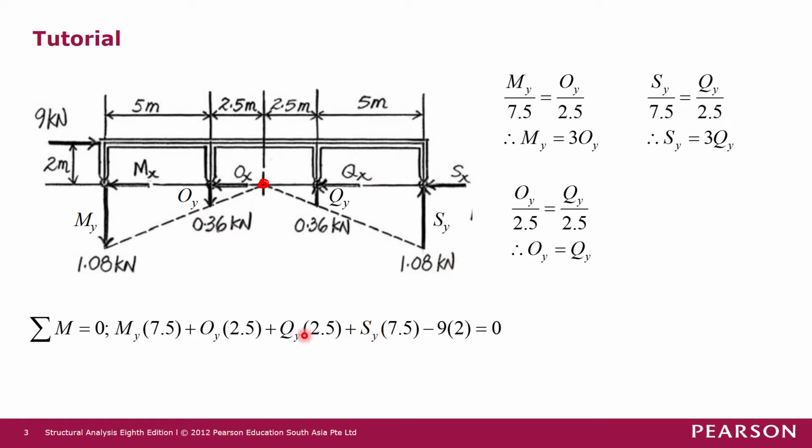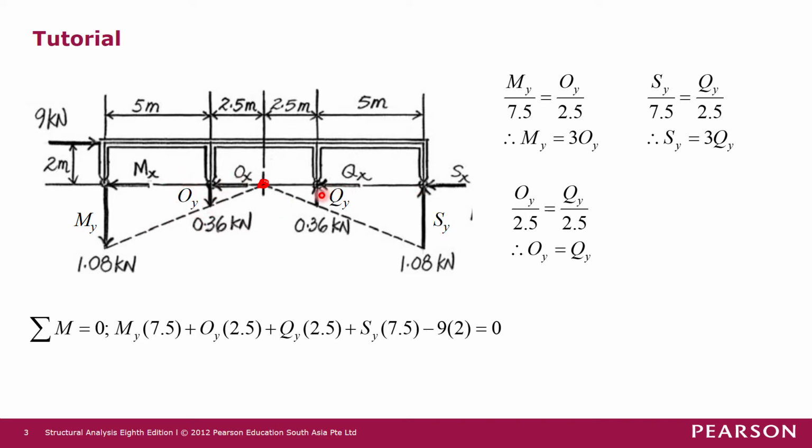So with this equation we have 4 unknowns, so we need 3 additional equations so that we can solve for all the unknowns. The first equation that we can look at may be solved from this similar triangle here. We can take My over 7.5 equals Oy over 2.5, as depicted here. So My is 3 Oy, meaning that My is 3 times Oy.